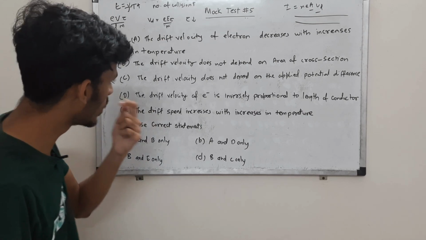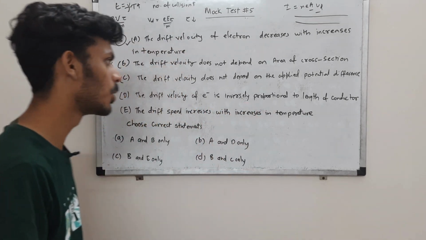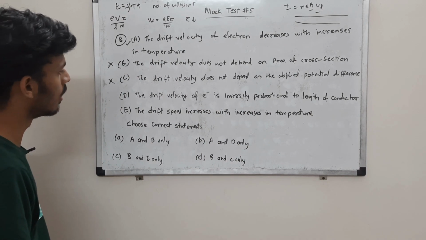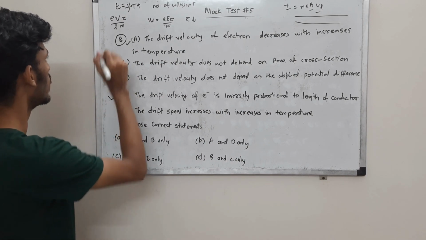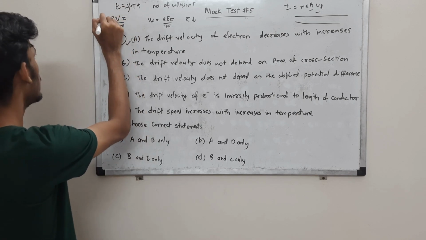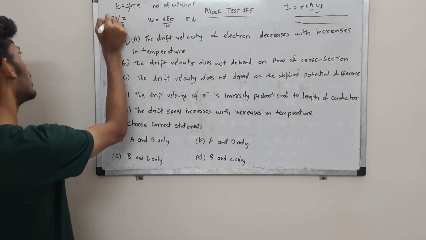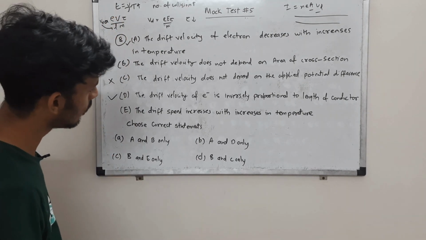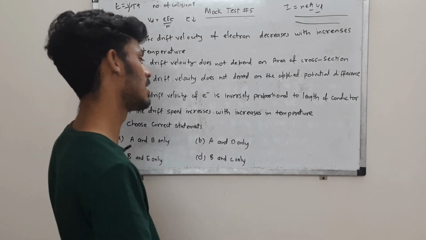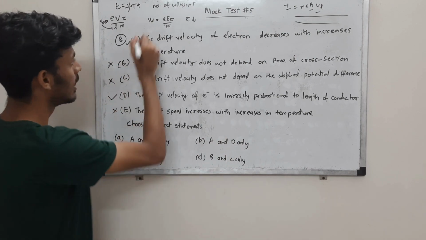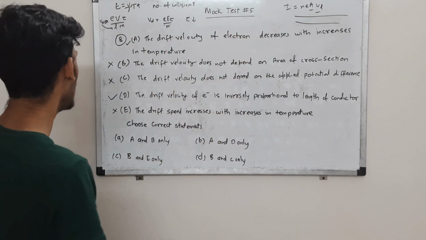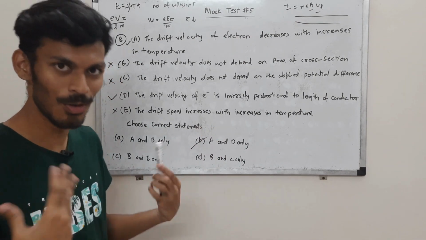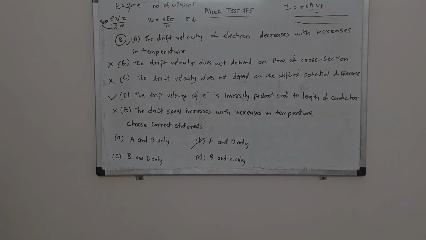The drift velocity of electron is inversely proportional to the length. Drift velocity is inversely proportional to length, which is true, right? V by L. So if the potential is constant, you can see that vd is inversely proportional to length. Now, the drift speed increases with increase in temperature. No, that does not happen. It decreases with increase in temperature, right? So A and D, as I said, option B, A and D is correct. Over to the next question.